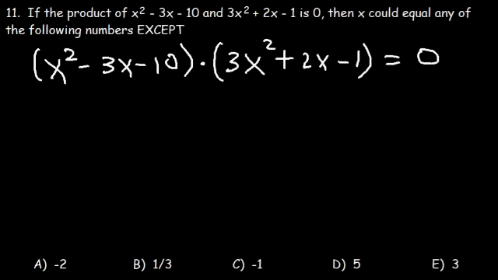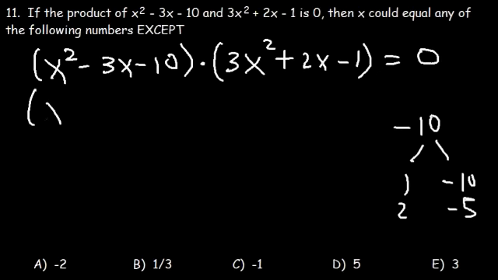So we're not going to FOIL this expression. That would be a terrible, terrible thing to do. What we should do is factor each expression. So let's start with the one on the left. What two numbers multiply to negative 10 but add to negative 3? So let's make a list. We have 1 and negative 10, and 2 and negative 5. 2 and negative 5 works. 2 times negative 5 is negative 10, and 2 plus negative 5 is equal to negative 3. So this is going to be (x plus 2) times (x minus 5).